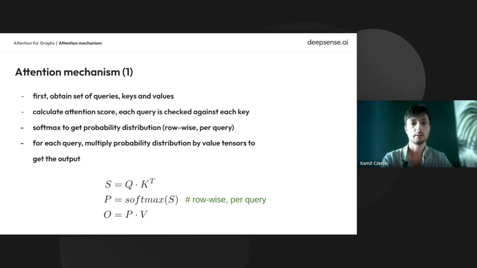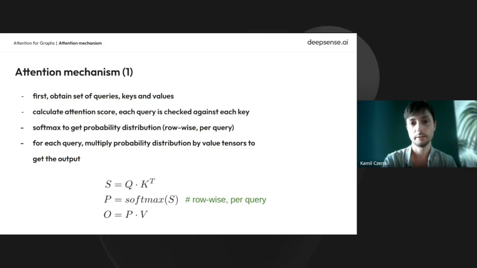First, I wrote it down here in matrix multiplication form, but I will try to go through it step by step. In this matrix multiplication, we start from the multiplication of queries and transposed keys. Then we calculate softmax row-wise for each query, and at the end we multiply the probability distribution, which is the output from softmax, with the values.